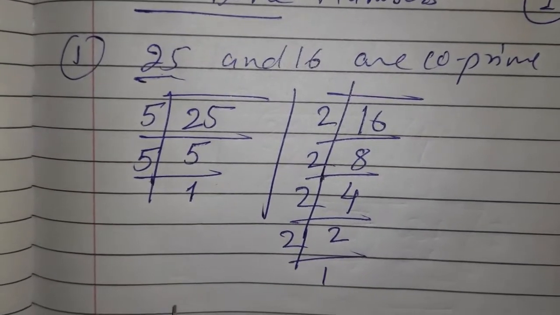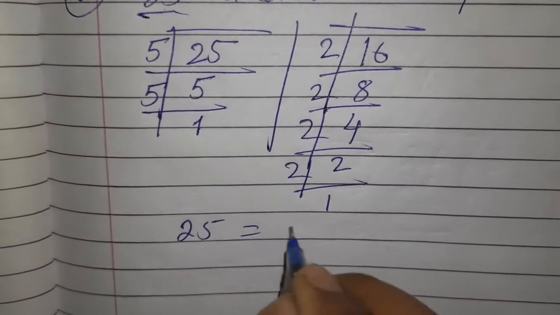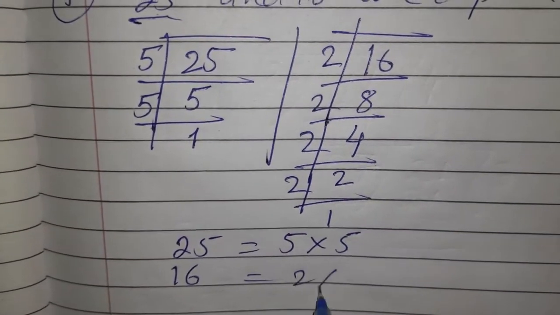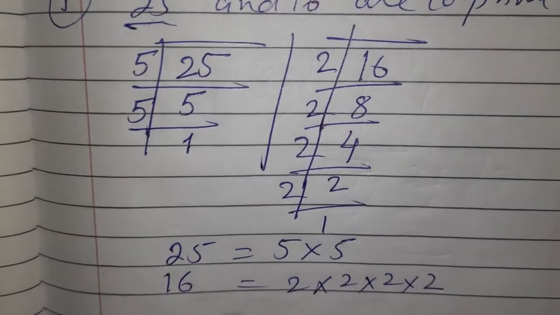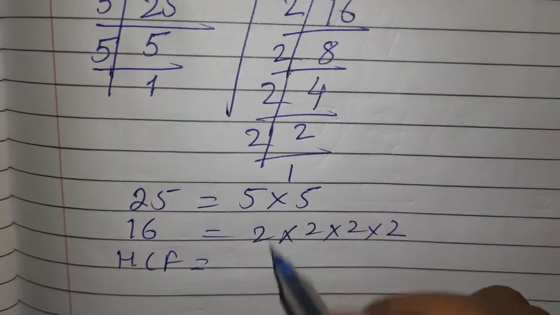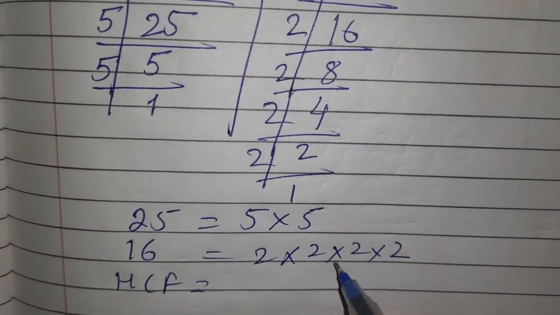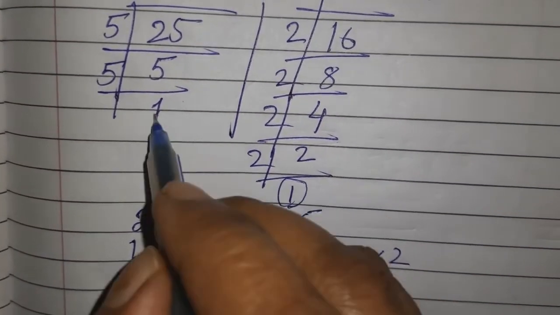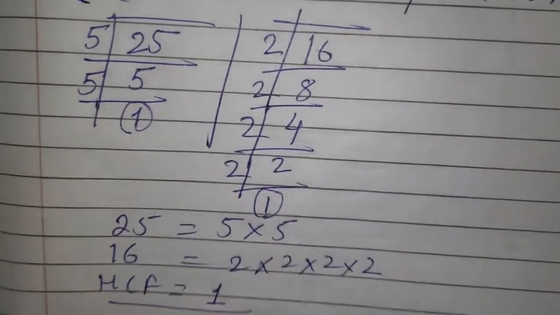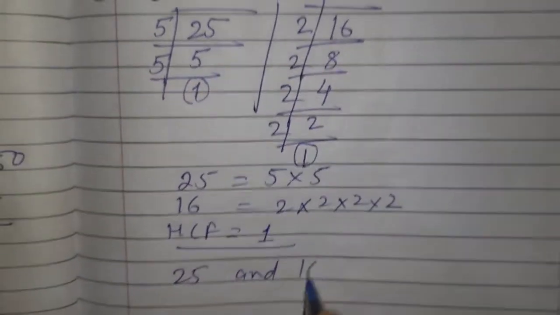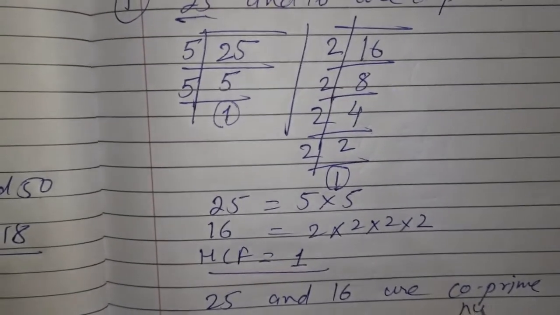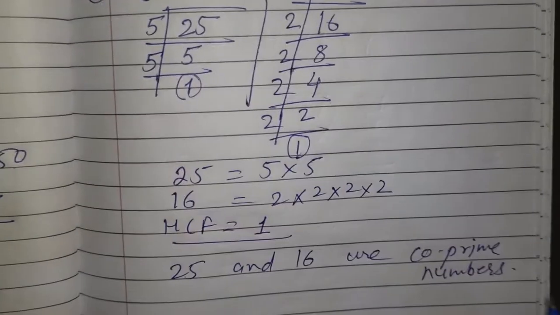So what are the prime factors of 25? 5 multiplied by 5. And 16 is 2 multiplied by 2 multiplied by 2 multiplied by 2. Now for the HCF, see here, since no number is common in both, what is common? 1, because 1 is a factor of every number. So the HCF is 1. When the HCF is 1, it means 25 and 16 are co-prime numbers. This way you find whether numbers are co-prime or not.